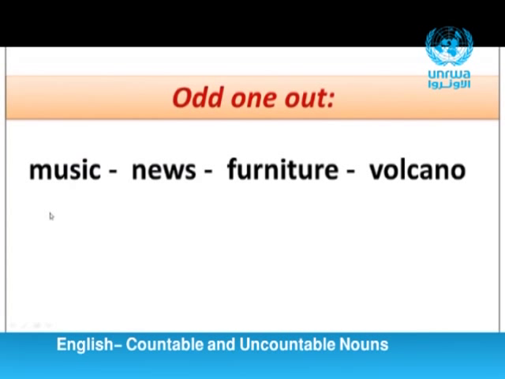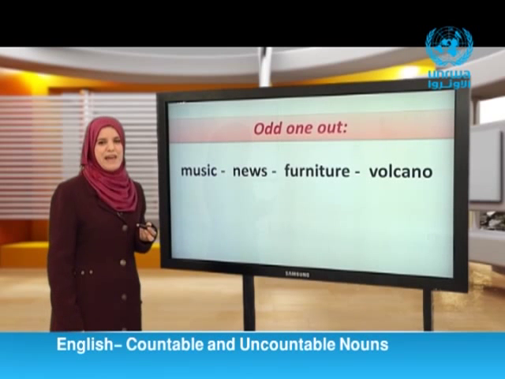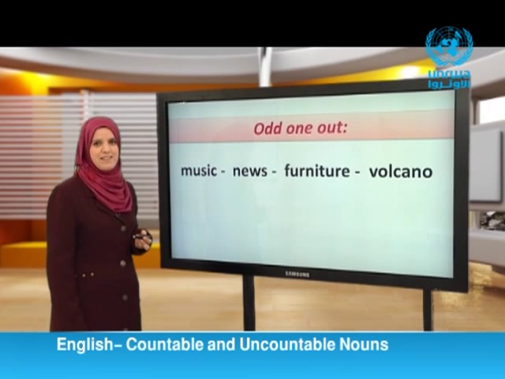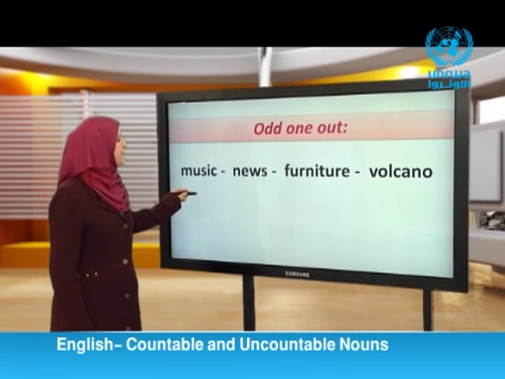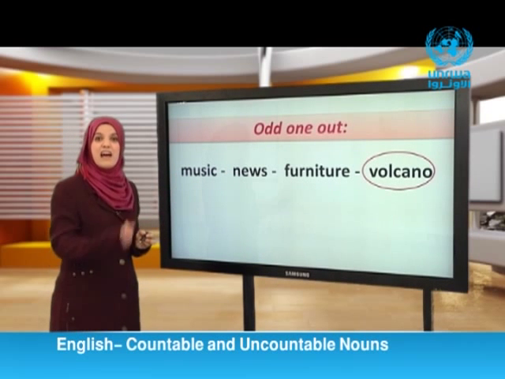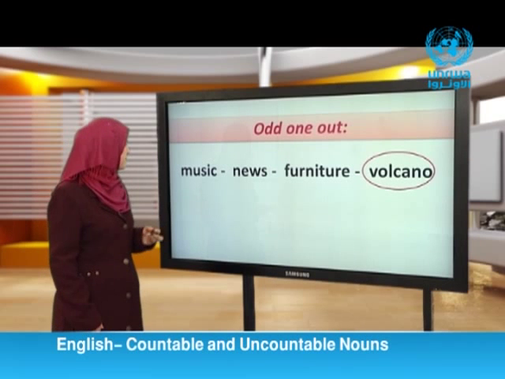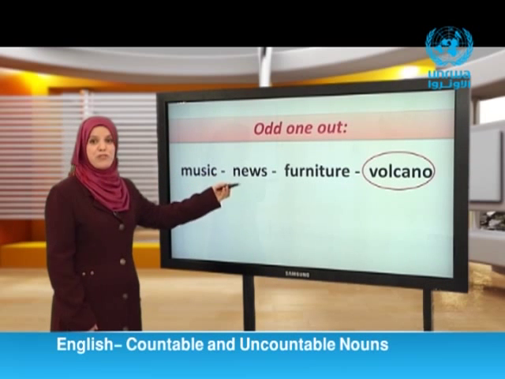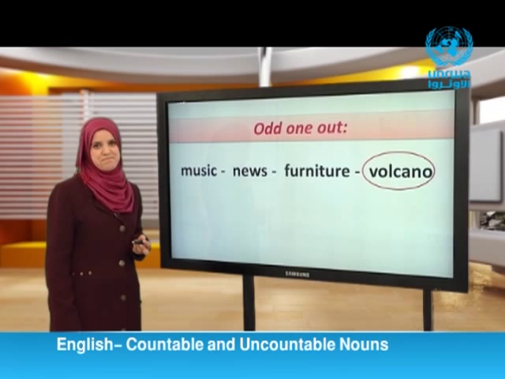Now the last activity, it is odd one out. We have music, news, furniture, and volcano. Which is the odd one out and why? Did you get it? Yes, volcano. Why? It is the only word that is countable. We can say a volcano, volcanoes. Music, news, and furniture cannot be counted.